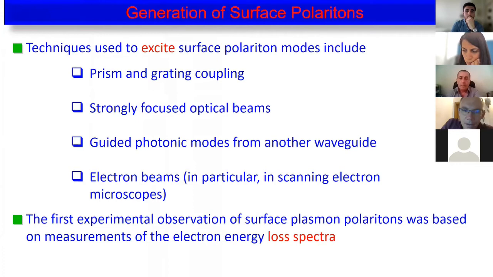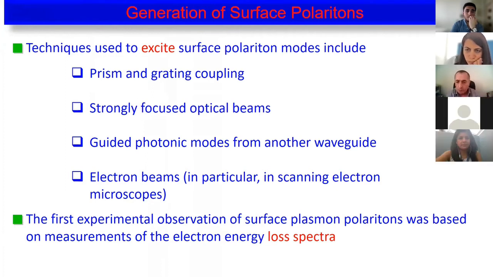Here I have listed some generation schemes for the surface polaritons. They include prism and grating couplings, and strongly focused optical beams, when the energy of photons is transformed to the energy of surface polaritons. Another example mechanism for the generation is guided photonic modes from another waveguide. You connect two waveguides. From one waveguide with usual photons, you can generate in the second waveguide the surface plasmon polaritons. And the last example here is the radiation of surface polaritons by using charged particles. In fact, the first experimental observation of surface plasmon polaritons was based on the measurements of the electron energy loss spectra.